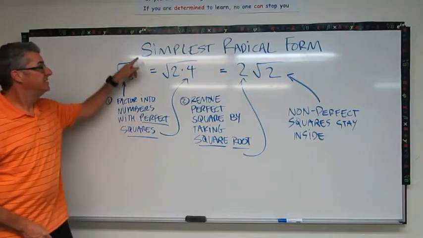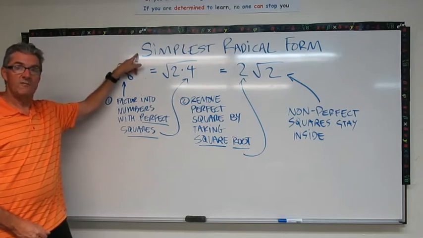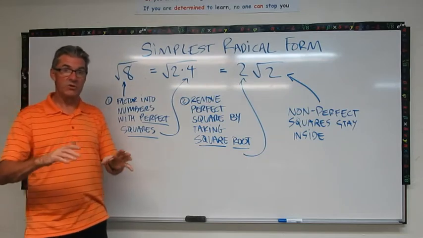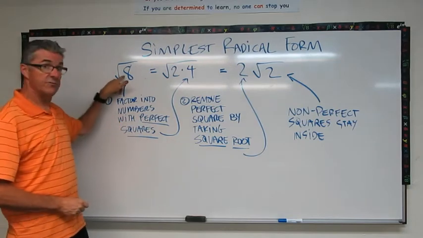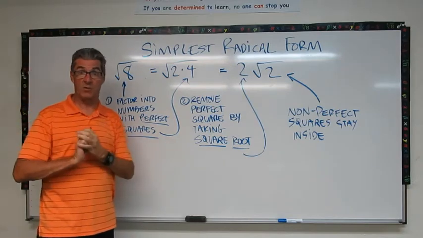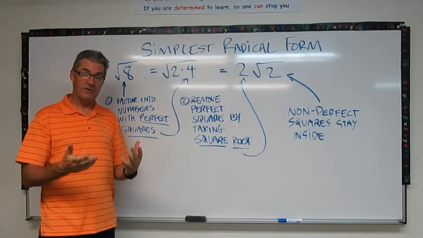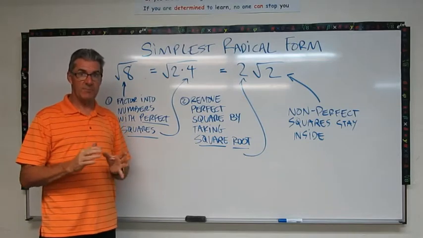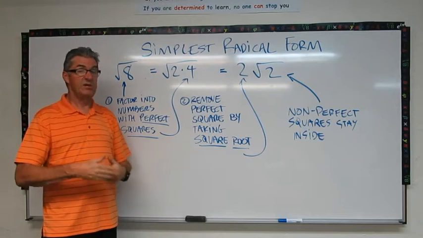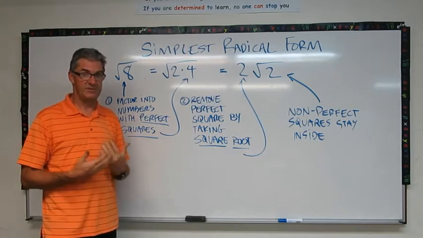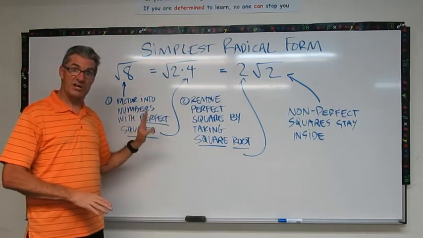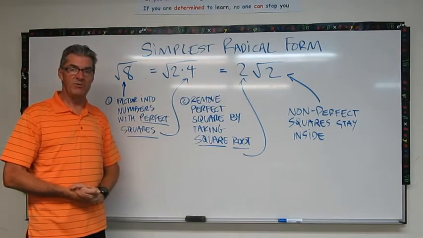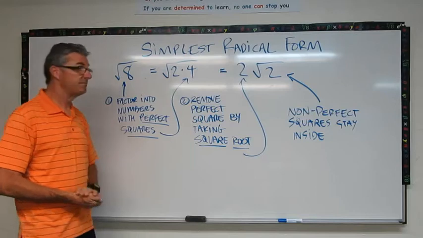Today's topic, simplest radical form. So these are rules and instructions for reducing whatever you find under the root sign into its simplest form. From here on out, the expectation is that when you work problems and you have roots, you're going to put them in simplest form. This is a pretty important concept. So I've sketched out the overall picture here, which I'll explain, and then we'll do a bunch of examples.